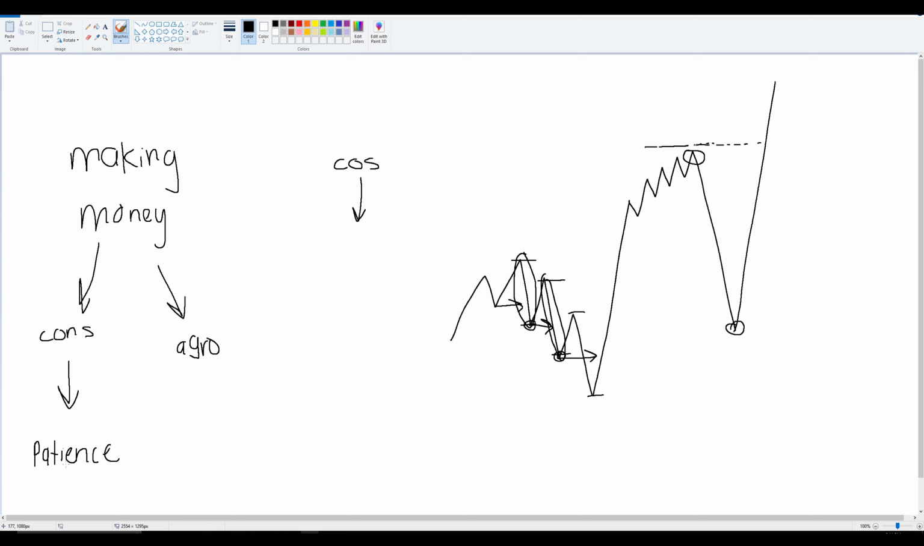Patience. I think I spelled this right. If I didn't spell this right, don't bully me. But nah, this is patience. All right. So when you take the patient approach, what does that mean?